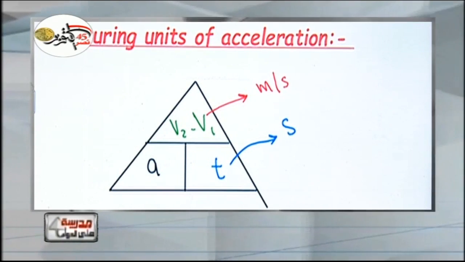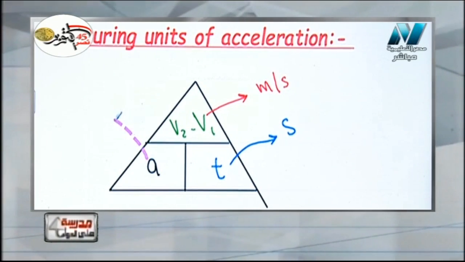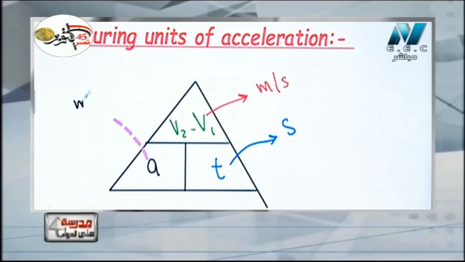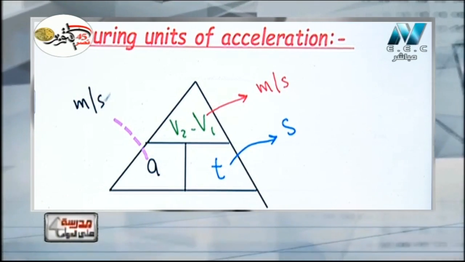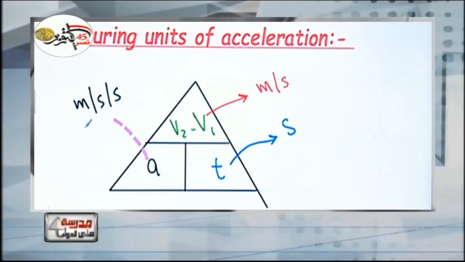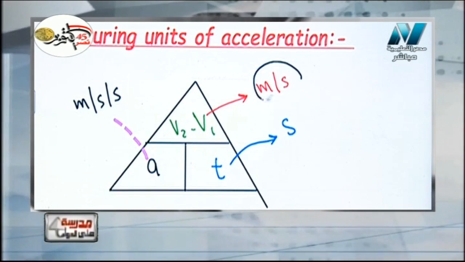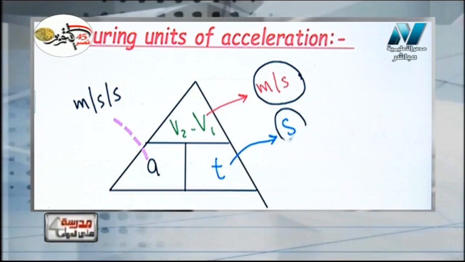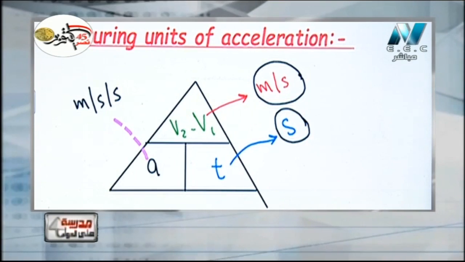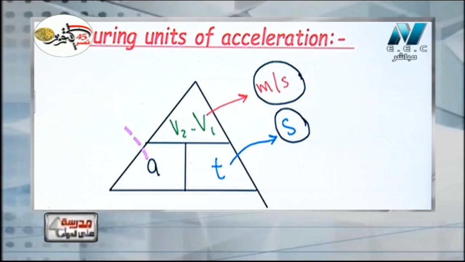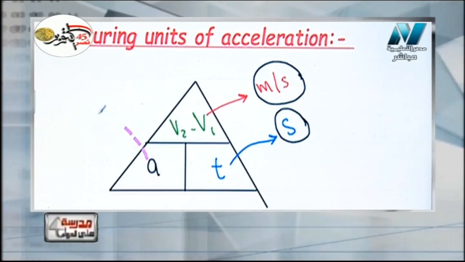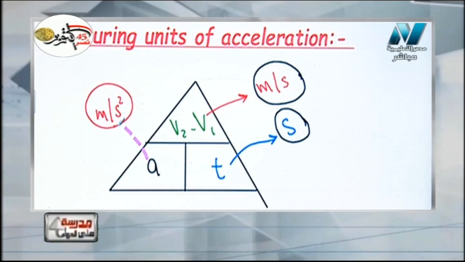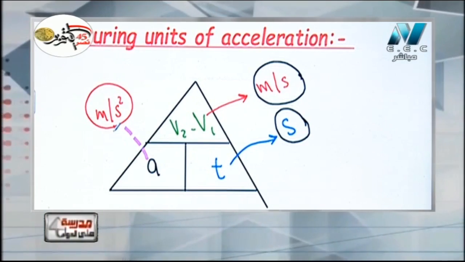So the measuring unit of acceleration is what? Here the measuring unit of acceleration is meter per second, because the measuring unit of speed is meter per second and the measuring unit of time is second. So we write it as meter per second power 2, meter per second squared, because we have meter per second over or per second again.